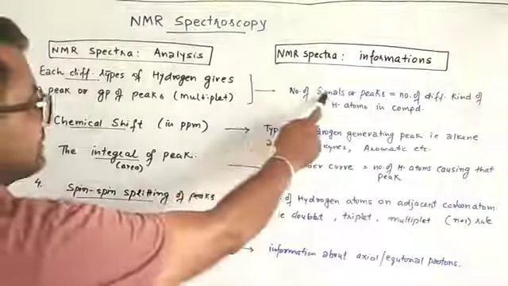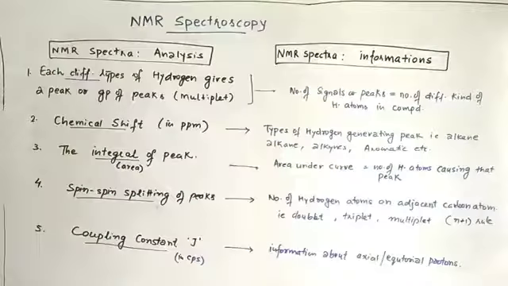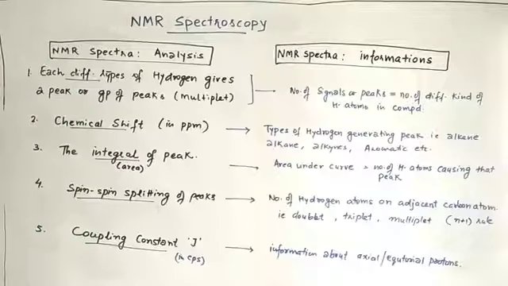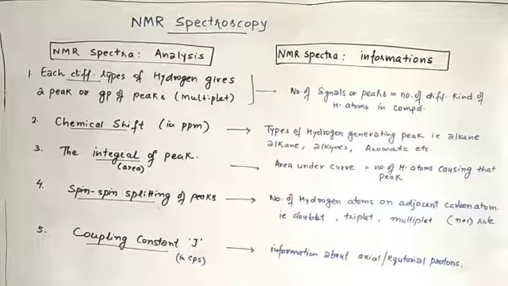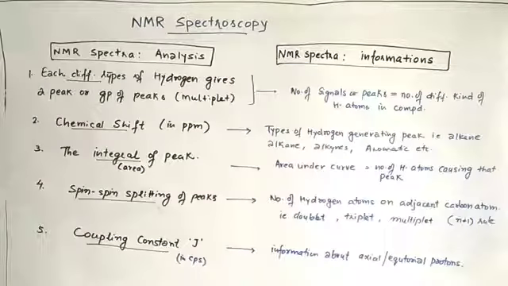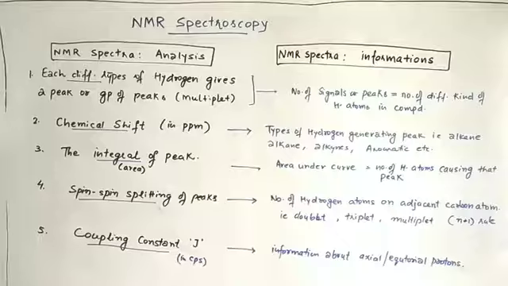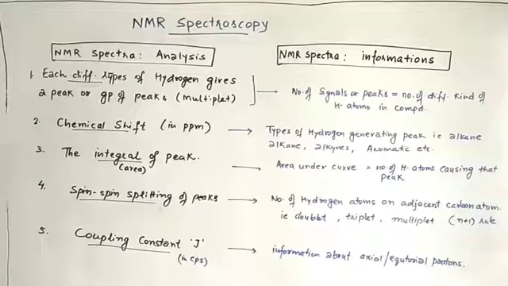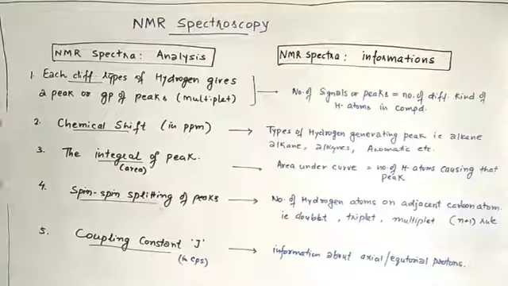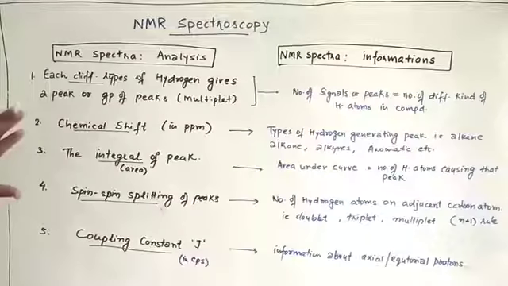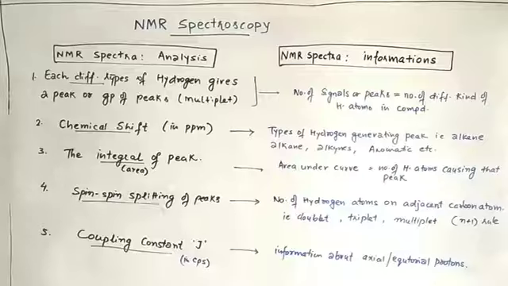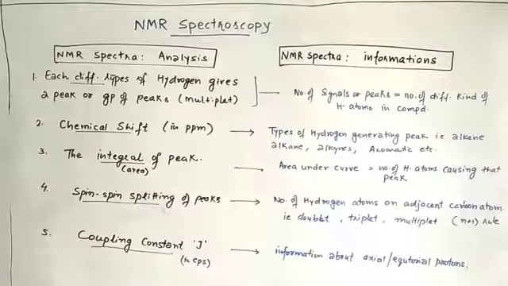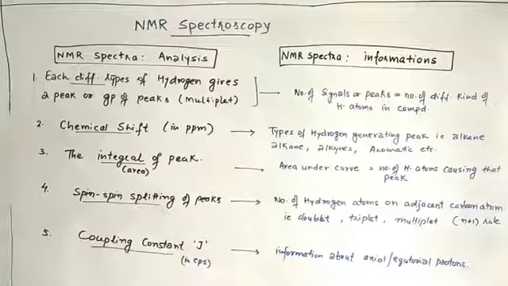So the number of signals or peaks is equal to the number of different kinds of hydrogen atoms in the compound. If there are 9 peaks, it means there are 9 different kinds of hydrogen atoms in the compound. Different kind means non-equivalent, and how to find non-equivalent protons, we will discuss shortly. The second thing which we must note from the NMR spectra is the value of chemical shift, as we discussed in the previous lecture, the distance from TMS in ppm.